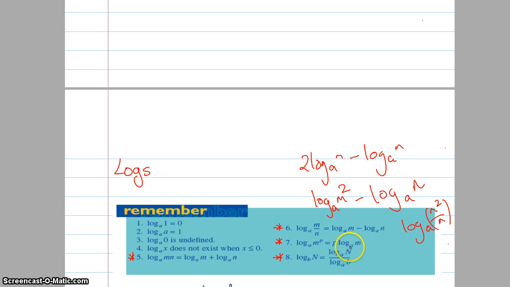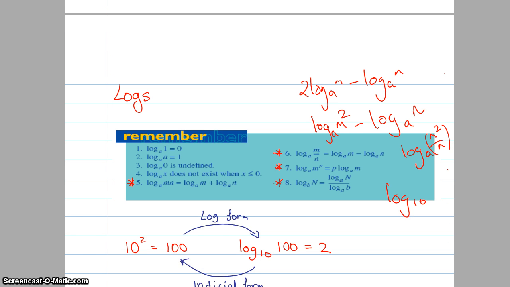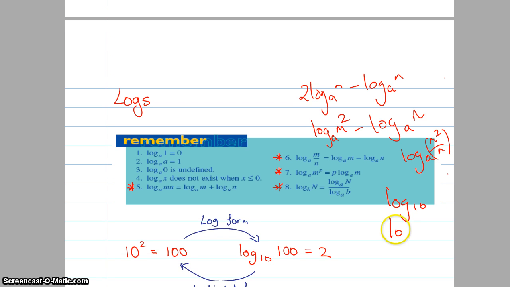That one's probably the one that I see the most of in exams, although the other ones are there too. Now rule number 8, to be honest, we don't really look at anymore because we've got our calculators. The reason that this was really good was because the old calculators, back in the dark ages, could only do log to the base of 10, and log to the base of e.